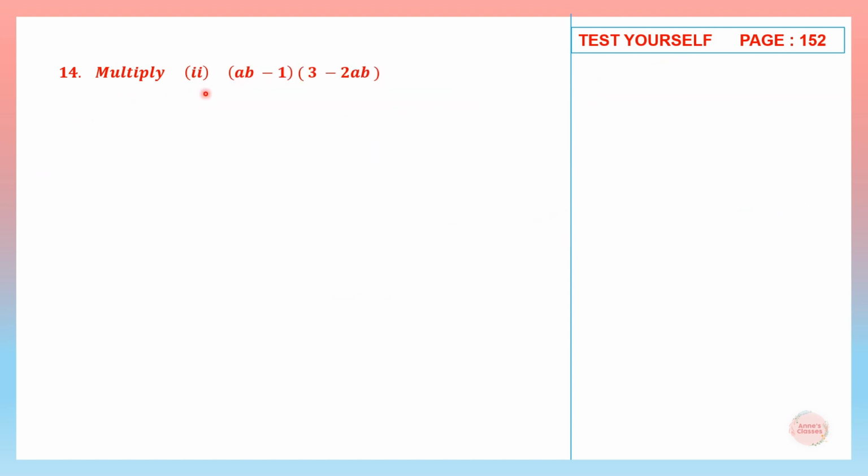Second one, under multiplication, (ab minus 1) into (3 minus 2ab), multiplication of two binomials. We do it the same way. Take the first term here, ab, and multiply it with the whole of the second binomial, 3 minus 2ab. Now take the second term, minus 1, and multiply it with the whole of the second binomial, 3 minus 2ab. So now let's begin the multiplication.